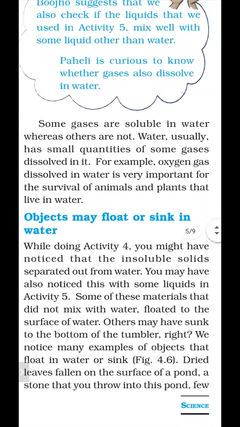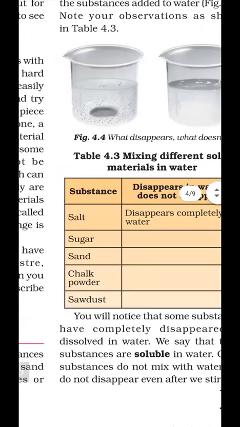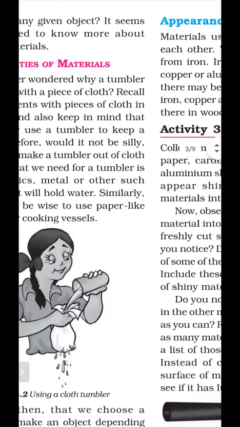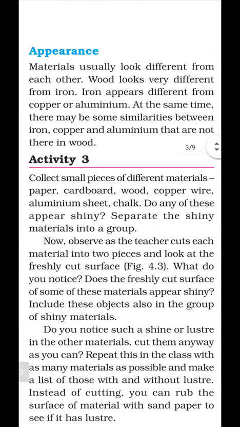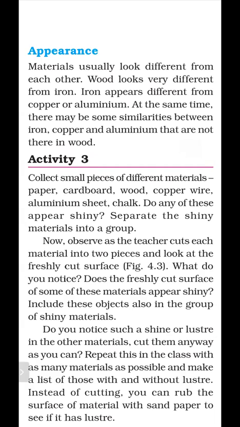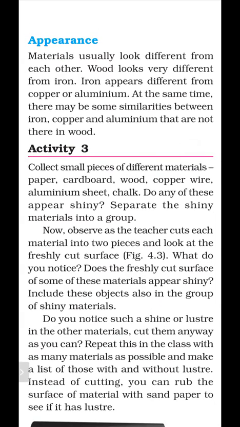So again, I am revising the activities and properties of the material. First property was appearance. And what do you mean by appearance? Some objects look different from each other. Suppose iron is different from copper and copper is different from aluminium. So this is the appearance, and appearance is a property of material. So we have so many materials, just like paper, cardboard, wood, copper wire, aluminium sheet, and chalk.